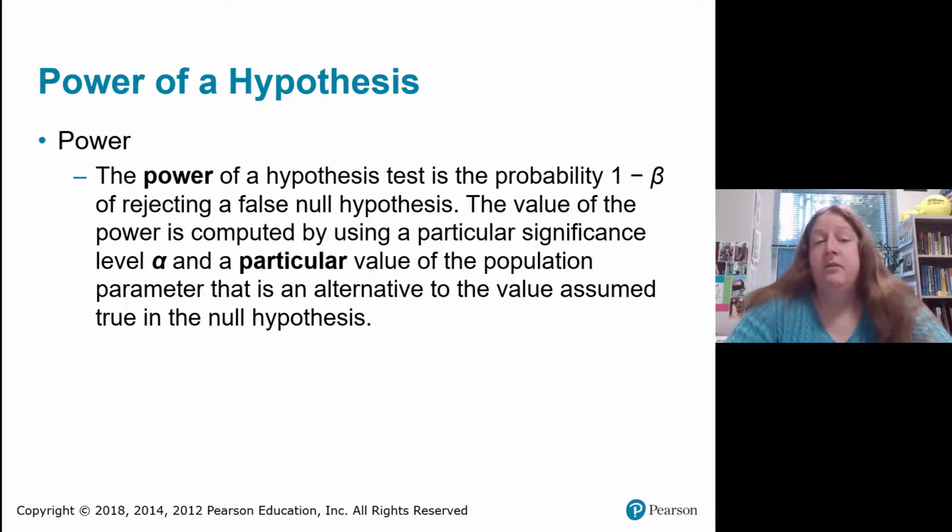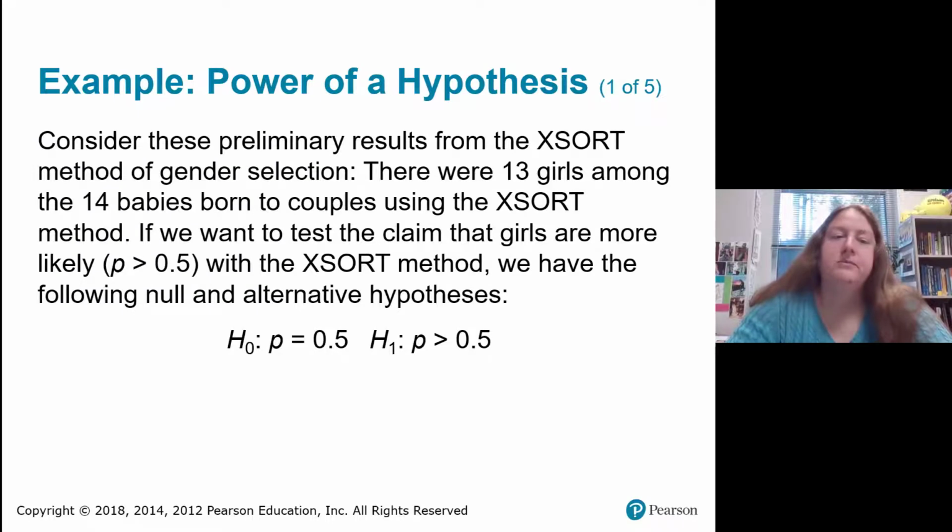When we're talking about the power of a hypothesis test, we find that by taking 1 and subtracting from it the probability of a type 2 error. So that's 1 minus beta. And the value of power is computed by using the particular significance level and a particular value of the population parameter that is an alternative to the value assumed true in the null hypothesis. It's a lot of words, but let's take a look at an example.